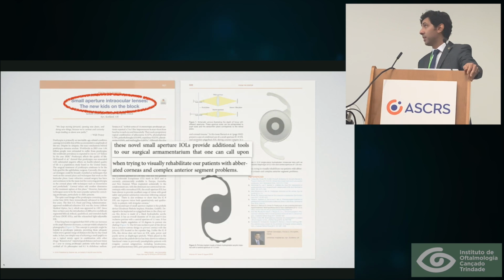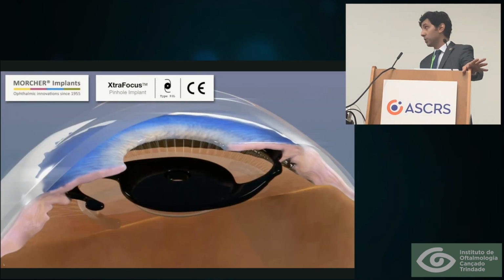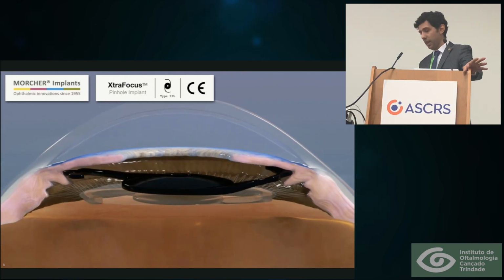And this class of implants has been gaining momentum. This recent editorial called it the new kids on the block, and it highlighted its benefits in this group of patients, which I totally agree is the best indication for the application of small aperture optics, when we have aberrated corneas. But not only that. So we've been working with this small aperture implant, which was designed for implantation in the ciliary sulcus in a piggyback configuration.